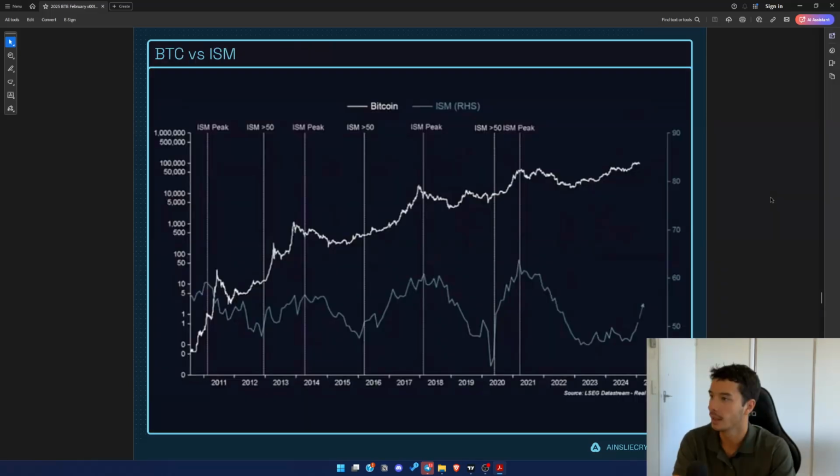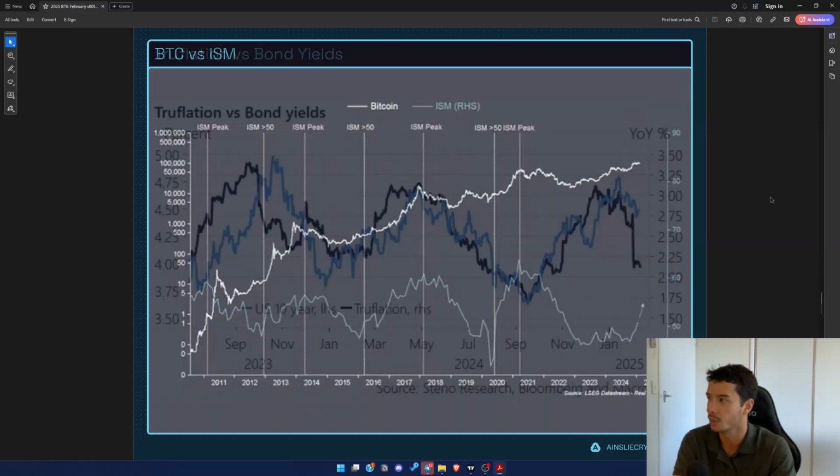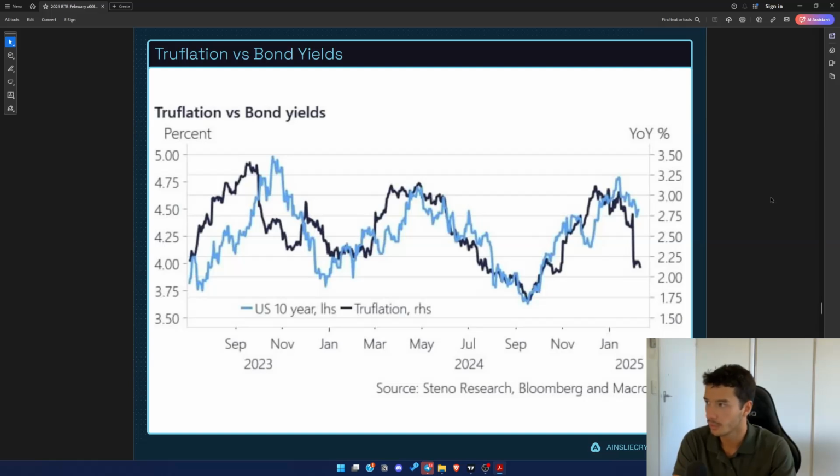Anyway, ISM, you can see that tracks here. So, it's looking good. Nothing's going to track exactly the same, but it's looking good as a general consensus. Truflation and bond yields. Truflation is our inflation metric, which tends to be more accurate than what the government projects. And that's a 10-year bond yield.